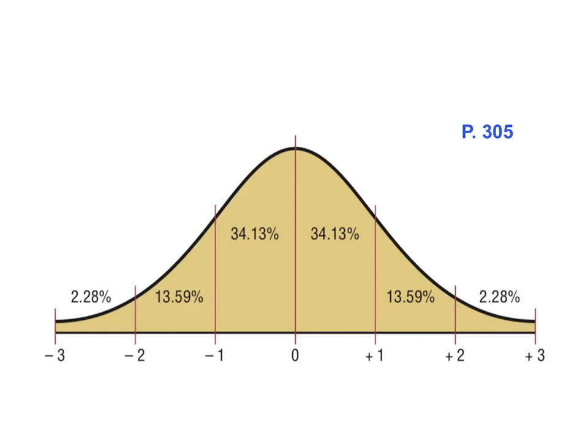And one of the things that we're going to be doing in 6.1 is trying to find the area under a normal curve. The area under the normal curve right now is 100% or 1. And we're going to be able to find the area under the normal curve for different standard deviations.